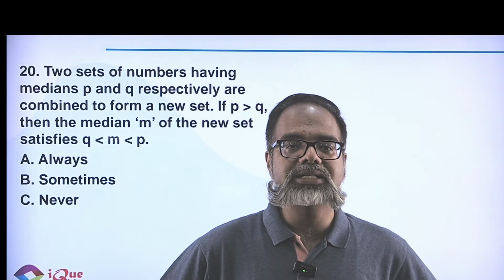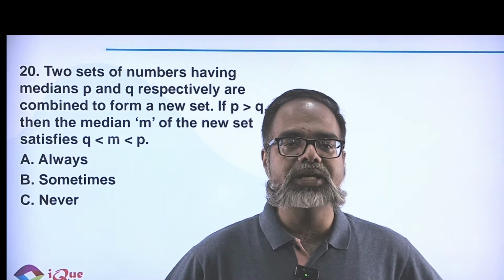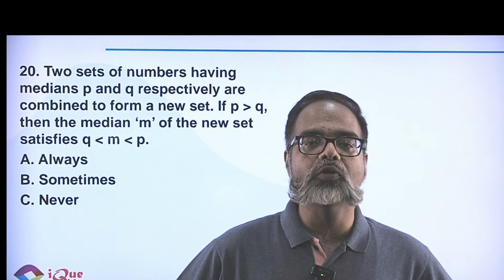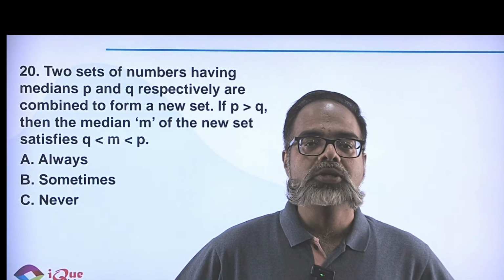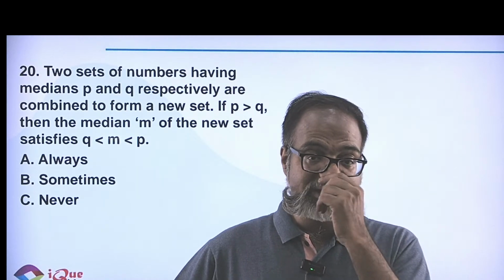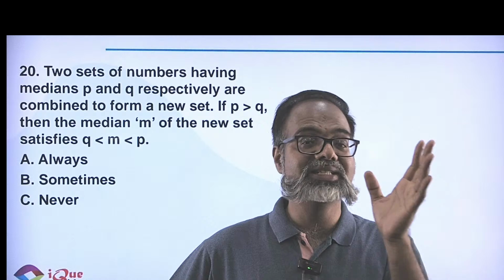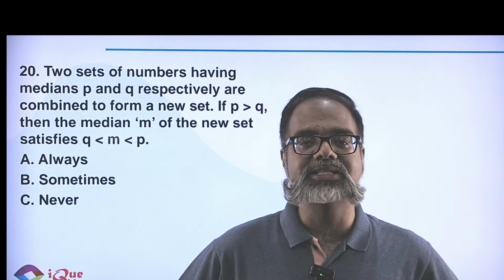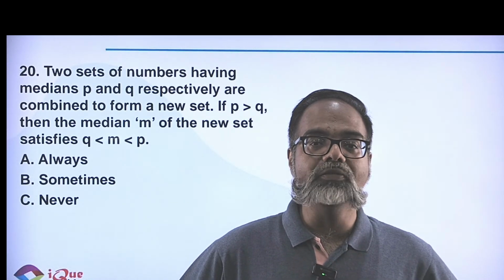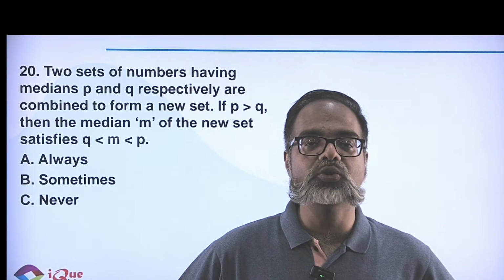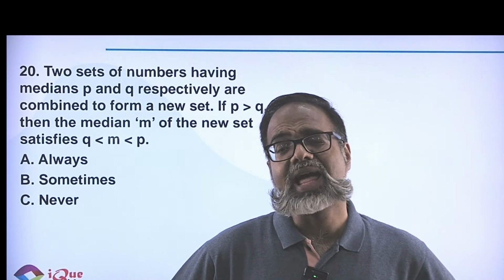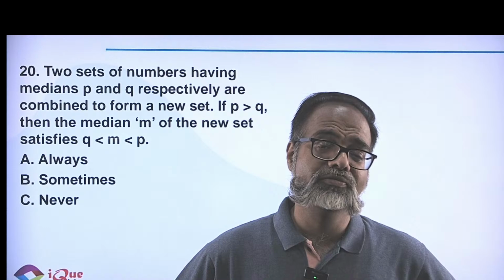So, let us say there are two sets of numbers having medians P and Q and they are combined to form a new set. So if P and Q are the medians of the two sets and P is greater than Q, that means the middle value of the first set is greater than the middle value of the second set. Then the median of the new set satisfies Q less than M less than P. That I can never be sure of.